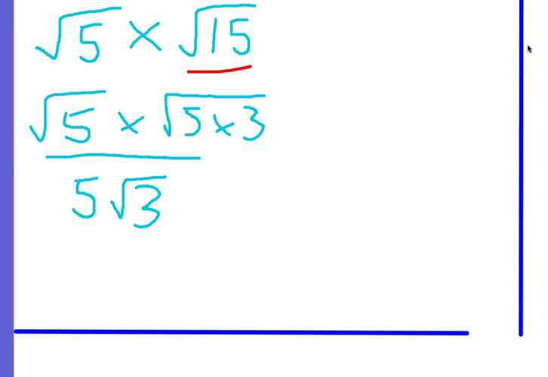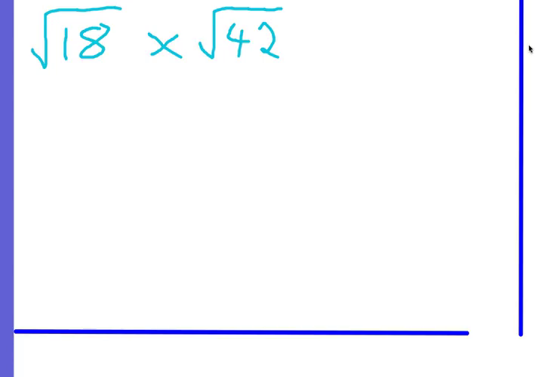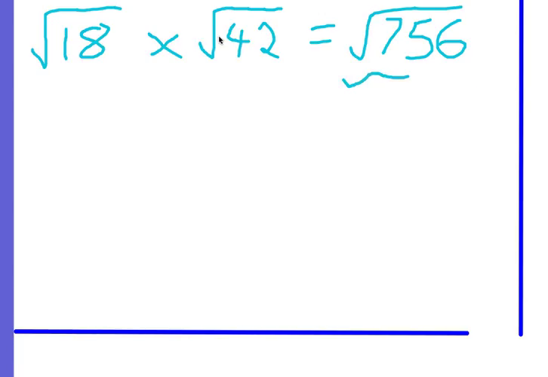Well, let's have a look at a bigger, nastier kind of surd multiplication. The temptation is often to just grab your calculator, which I will, and go 18 times 42. We get this number, 756, so square root 756. But if we then wanted to simplify this big number, we'd have to go on a fairly big hunt to look for the squared numbers hiding in there.